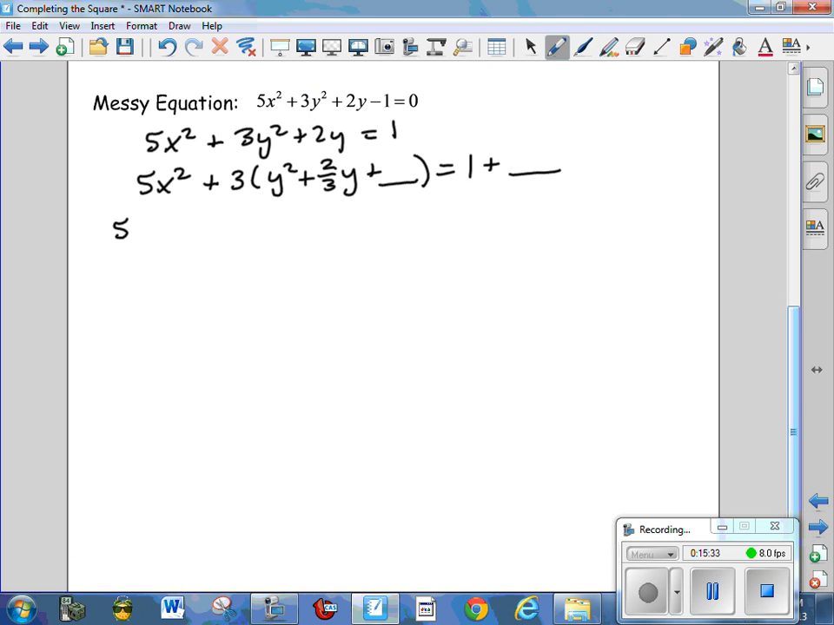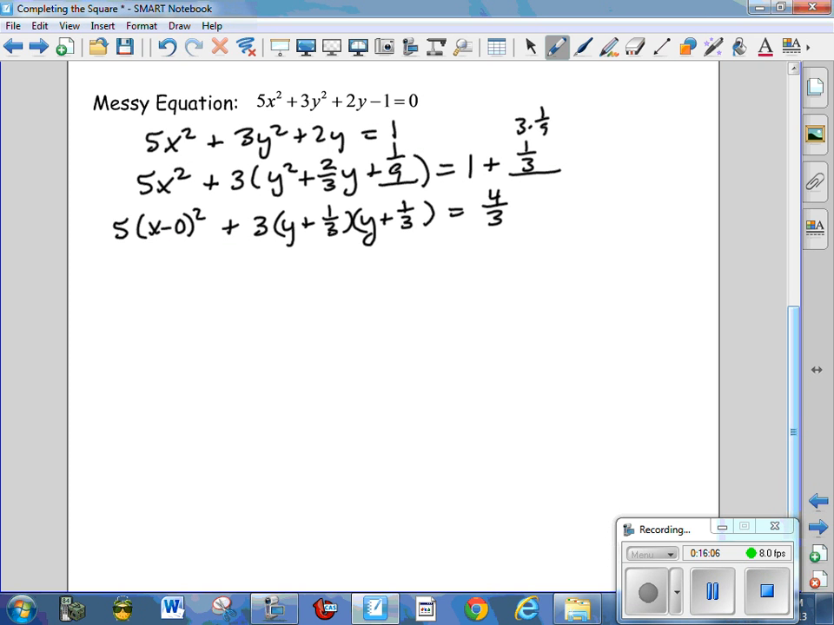I could think of this as 5 times x minus 0 squared if I want to, or I can just leave it as 5x squared. So whatever your preference is. If I factor this into two binomials, I get a y. Half of 2/3 is 1/3, and then plus 1/3 each time. And then 1/3 times 1/3 is 1/9. But be careful, I'm not adding 1/9 to both sides. I'm adding 3 times 1/9, which is 3/9 or 1/3. So this turns out to be 4/3.